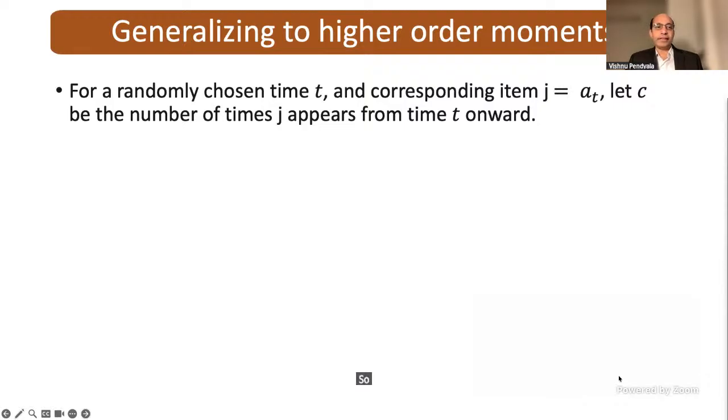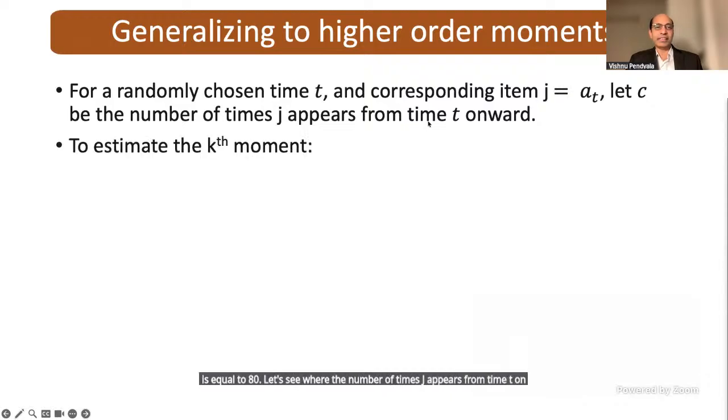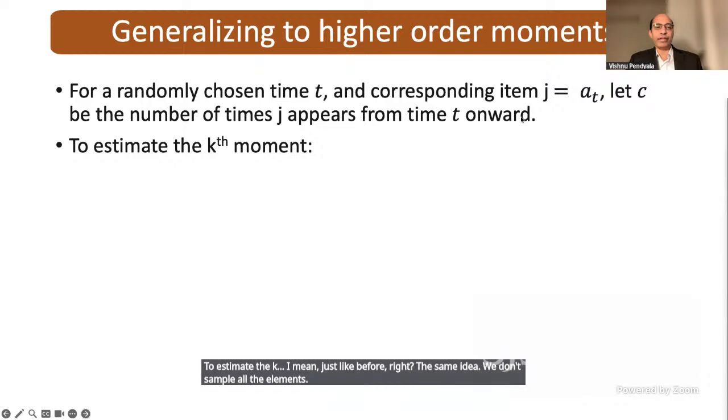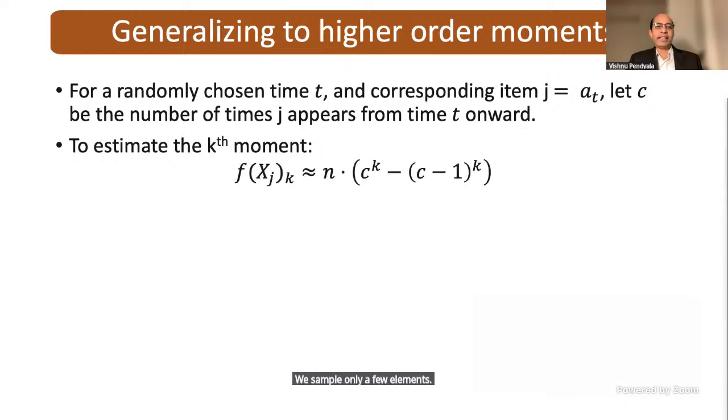For a randomly chosen time t and corresponding item j equal to a_t, let c be the number of times j appears from time t onwards. To estimate the kth moment, just like before, the same idea: we don't sample all the elements, we sample only a few elements. We approximate the kth moment with this formula.